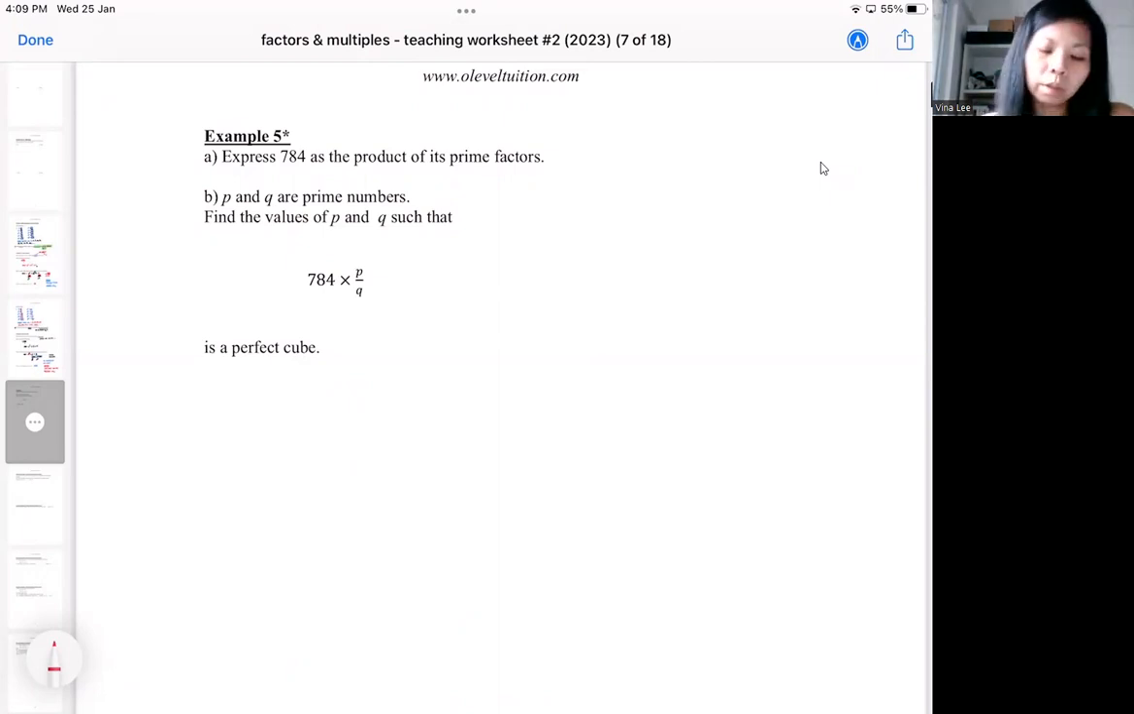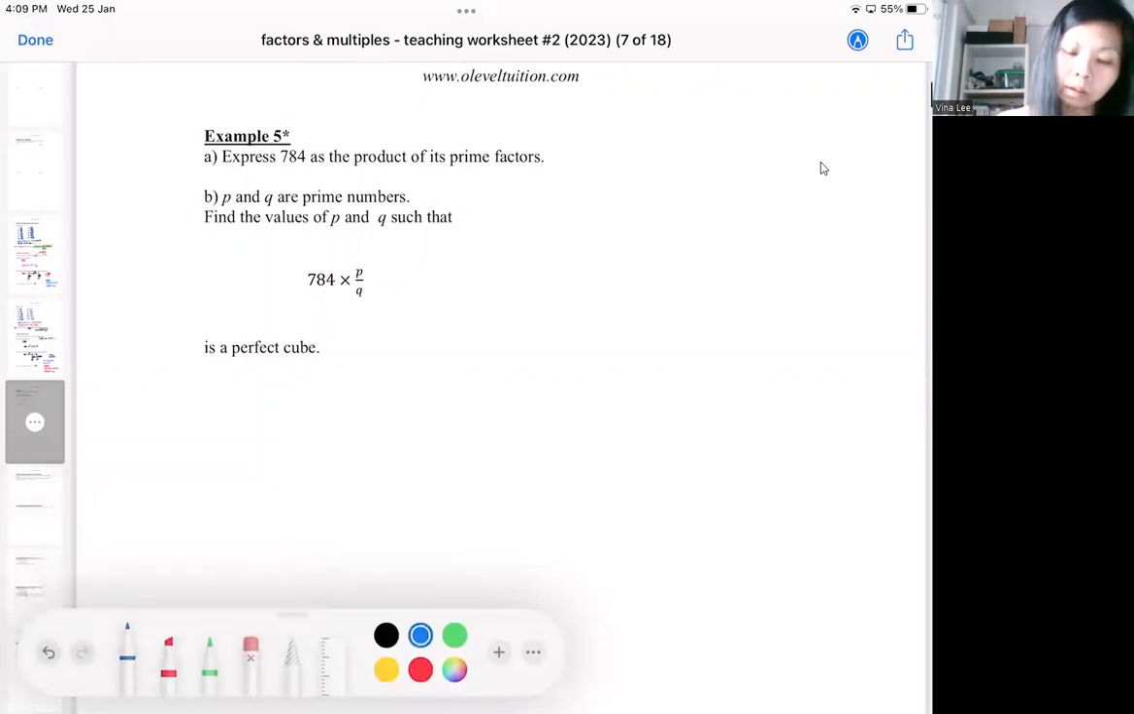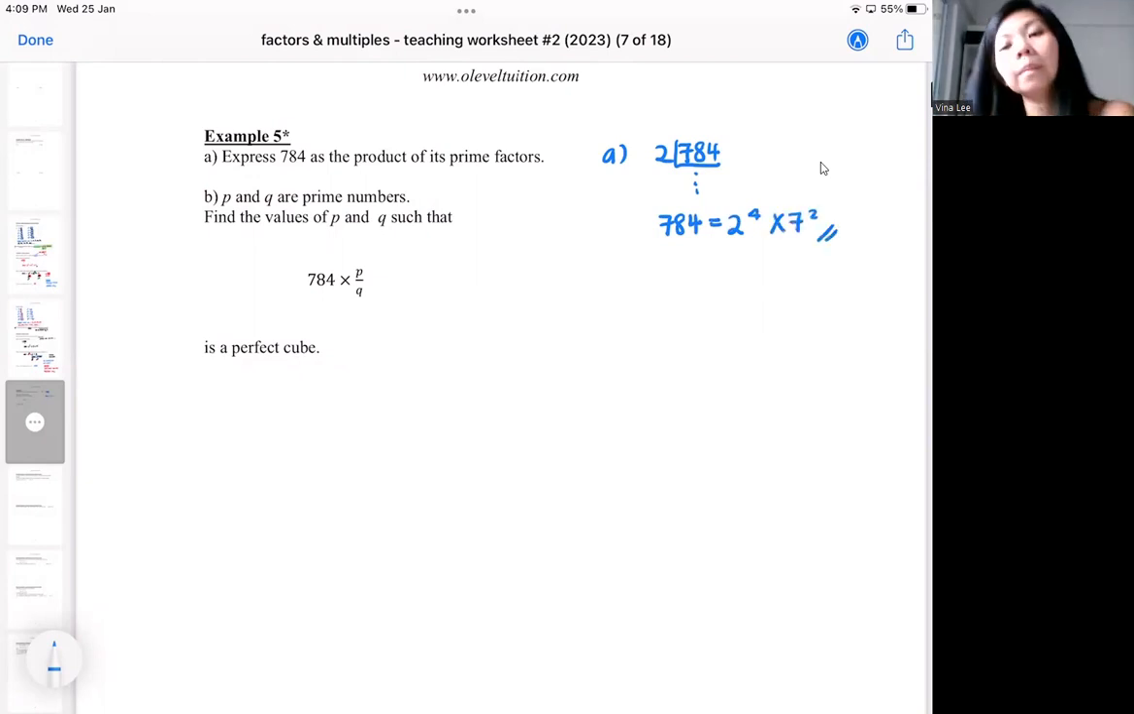If you look at the question, part A is quite easy. To answer part A, that's not an issue. You just do your ladder method. Make sure at the end of part A, you must answer in index notation. So that's the end of part A.